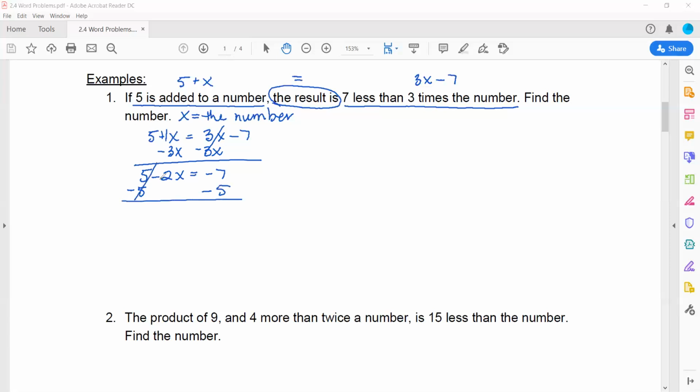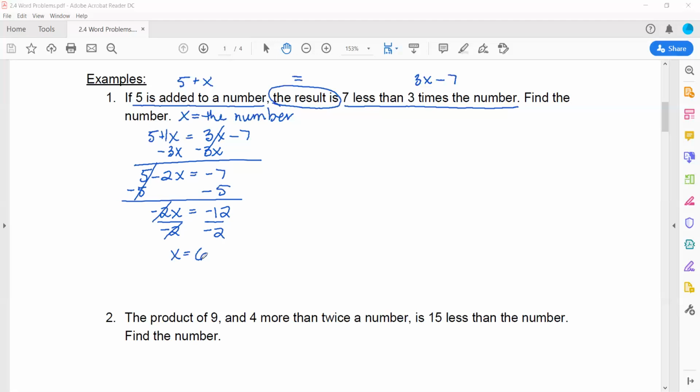And so we're left with negative 2x equals negative 7 minus 5, which is negative 12. And if we go ahead and divide both sides by negative 2, then we get x equals positive 6.